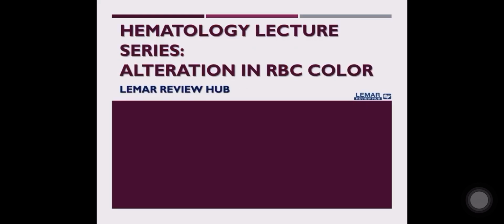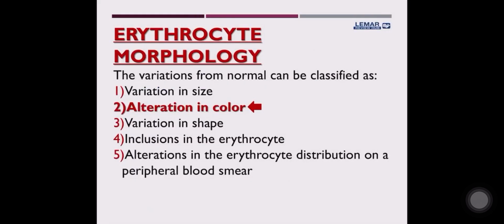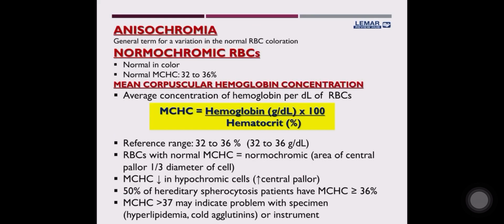Now, let's discuss number 2, alteration in the red cell color or hemoglobin content. Anisochromia is a general term for the variation in RBC color. Normochromic red cell, or red cell with a normal color, has an MCHC value ranging from 32 to 36%, the normal value. MCHC is mean corpuscular hemoglobin concentration, or mean cell hemoglobin concentration.